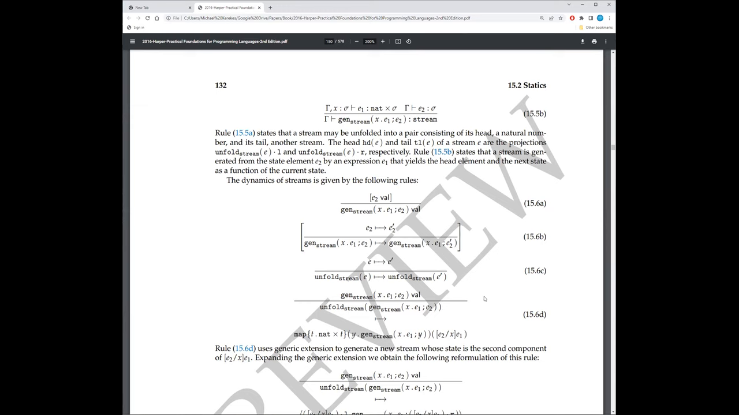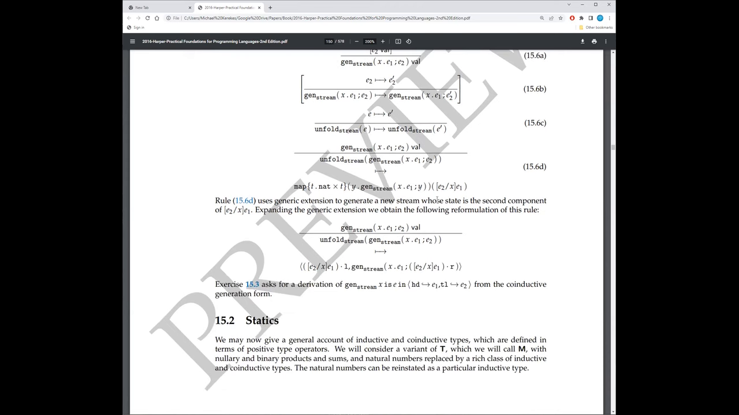So should we move on? No. Okay, so actually, let's read the description, right? It uses a generic extension to generate a new stream whose state is the second component. Expanding the generic extension would obtain the following reformulation of this rule. Right? Yeah. So get the left element as the value and get the new stream. Yeah, I guess this is actually more understandable.